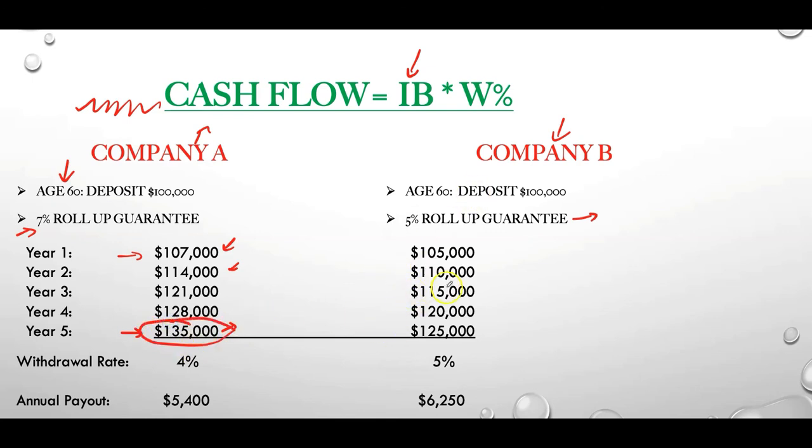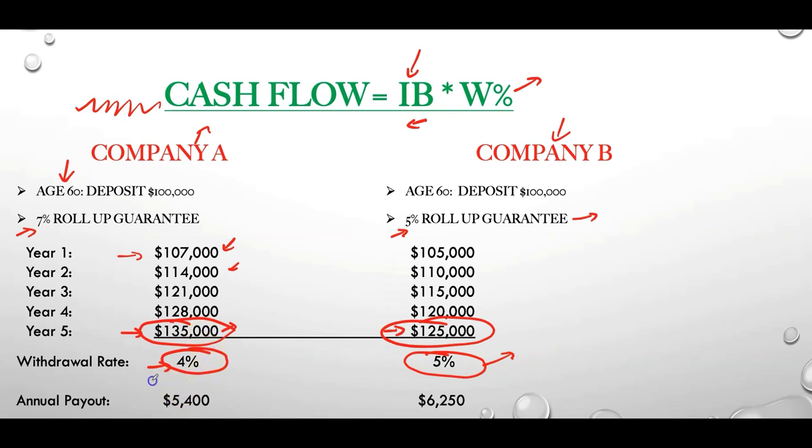Versus company B, because it gave you a smaller number, individuals automatically assume that this benefit base being smaller is going to produce a smaller income result. That is not the case, because that's only one side of the coin. Your benefit base or income base is multiplied by your withdrawal rate percentage, or payout percentage, which is based on the individual's age and what the withdrawal rate is for that specific company. Like if company A, for a male age 65, would only produce a 4% withdrawal rate, versus company B, for a male age 65, produces a 5% withdrawal rate.